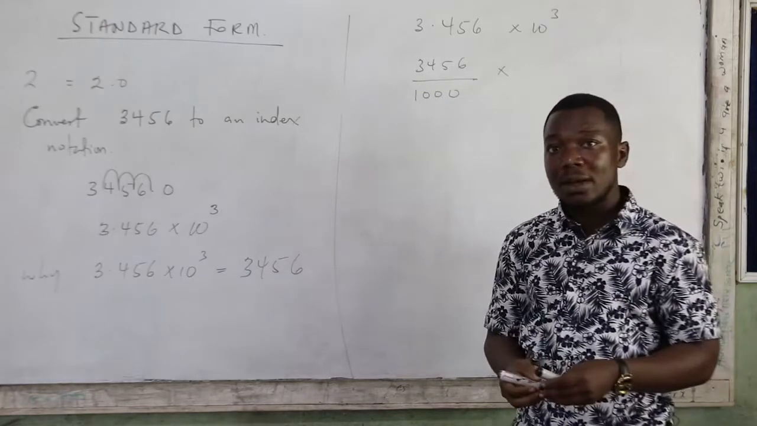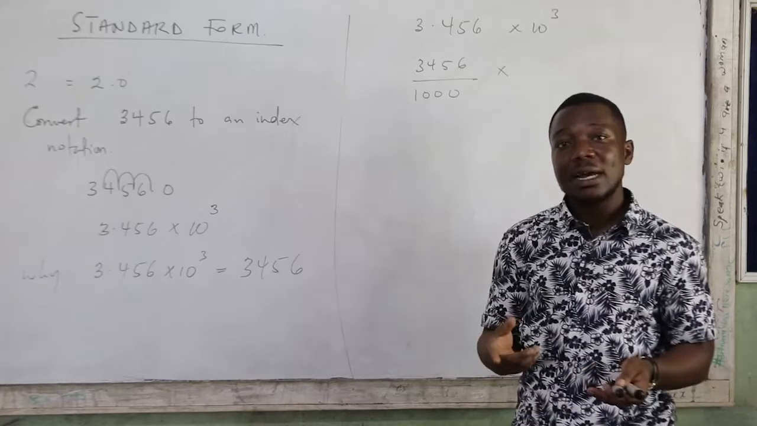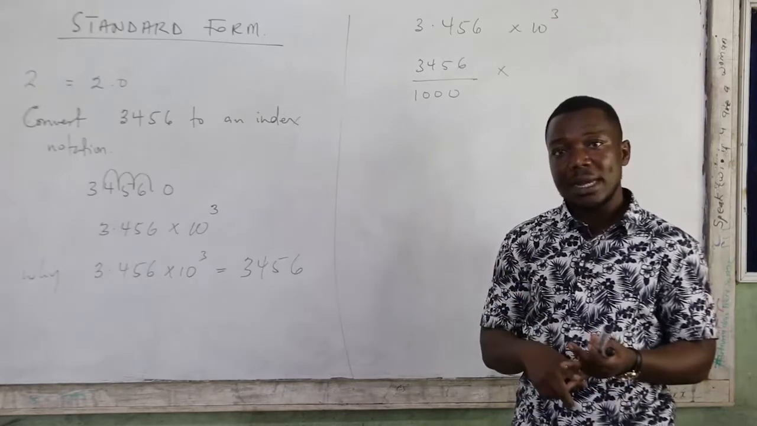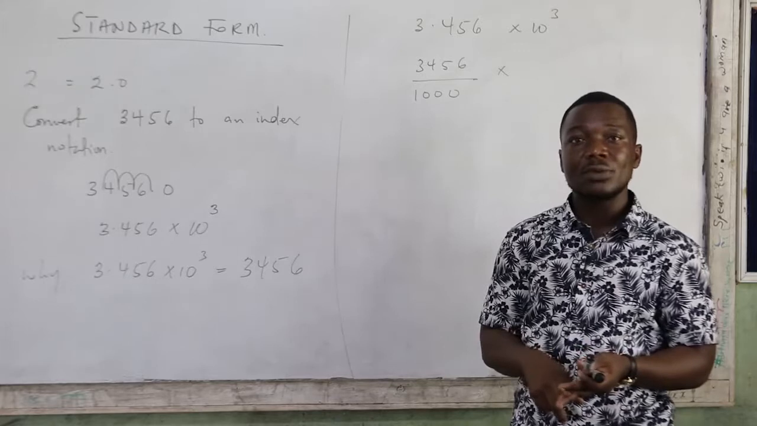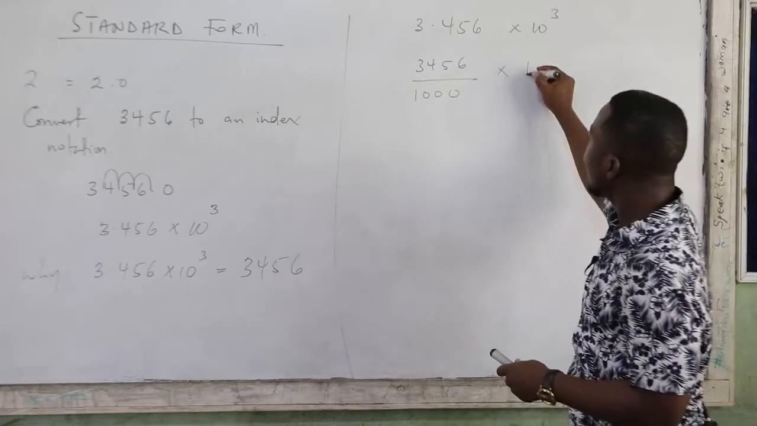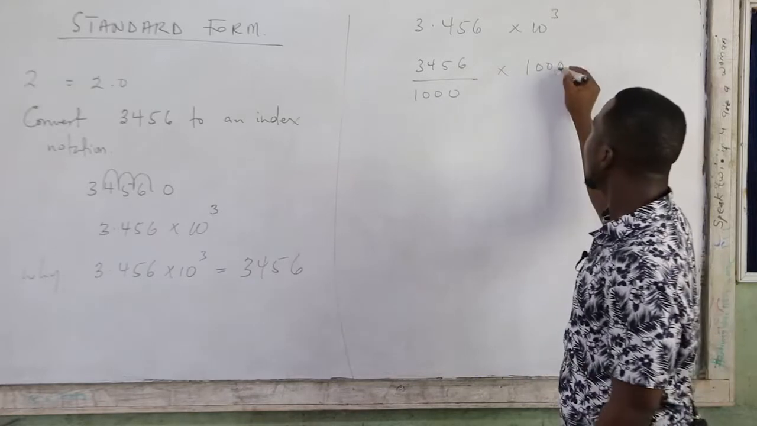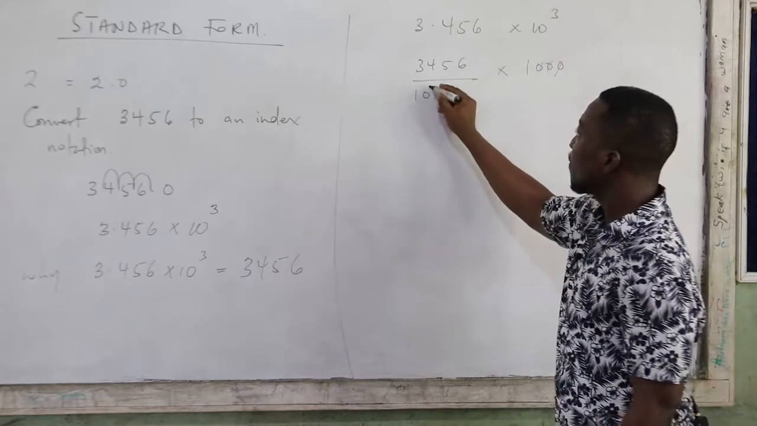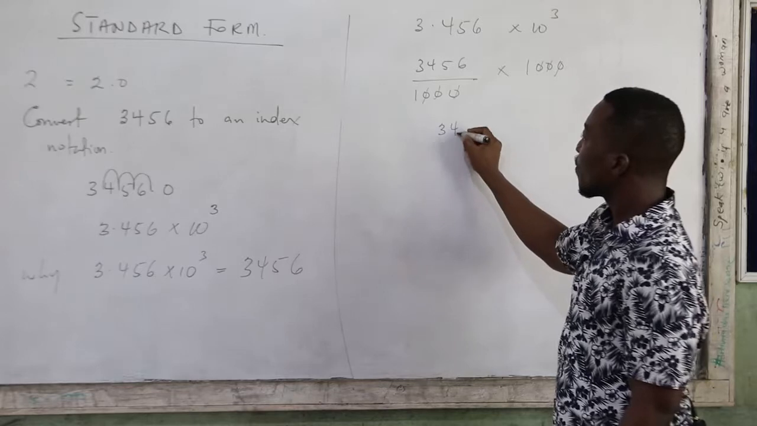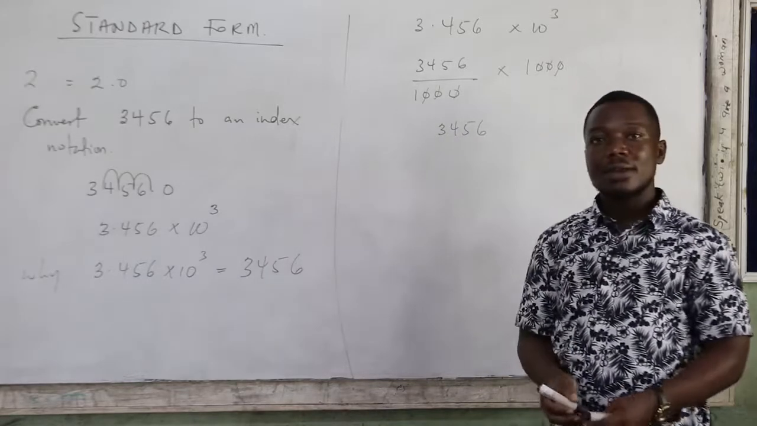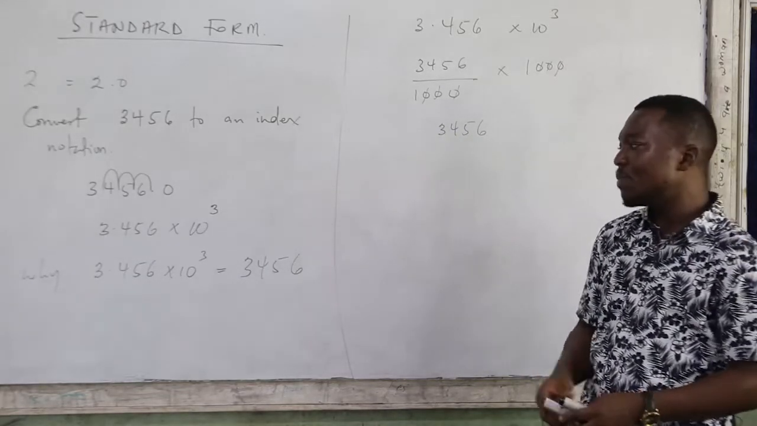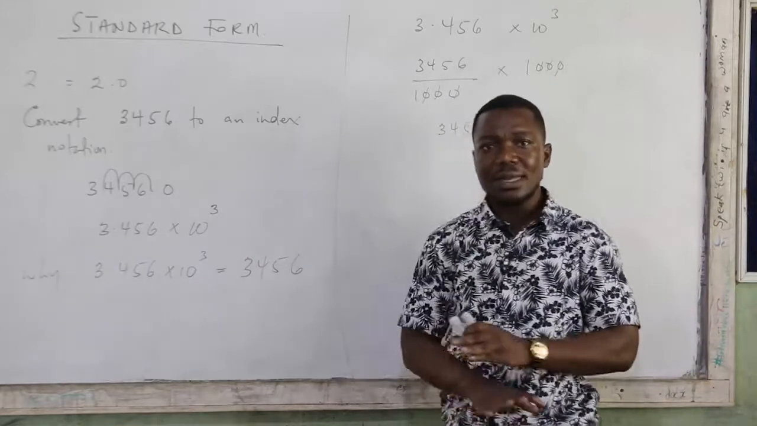And 10 raised to the power 3 means 10 by itself 3 times. So 10 by itself is 100, times another 10, we have another 1,000. We can now simplify. And we have our 3,456 back. It means these two figures are the same.